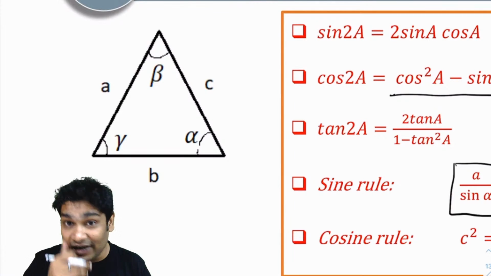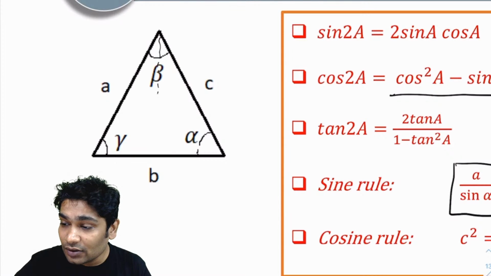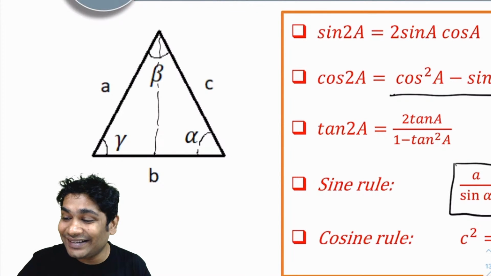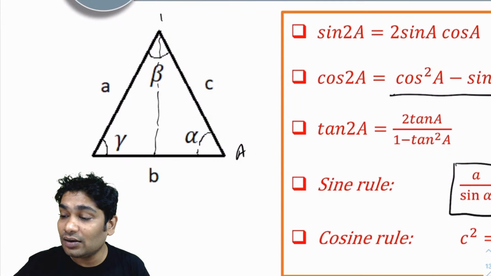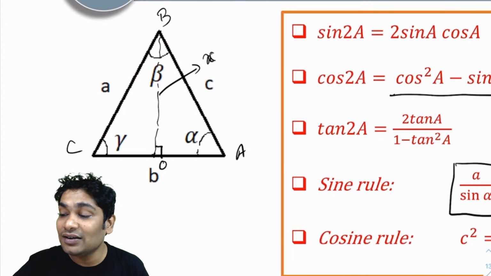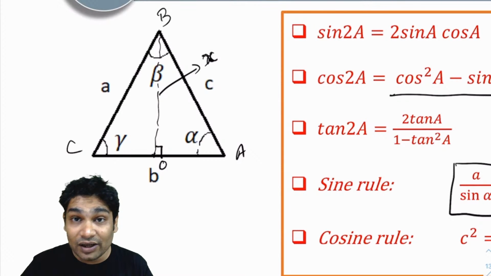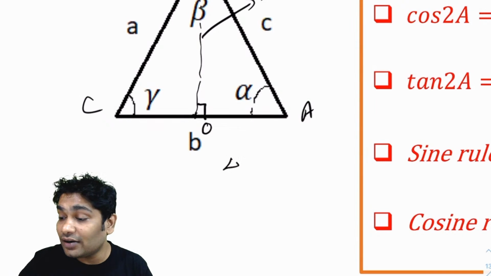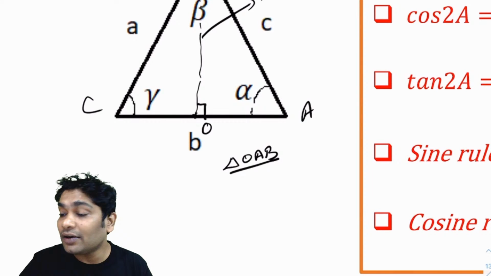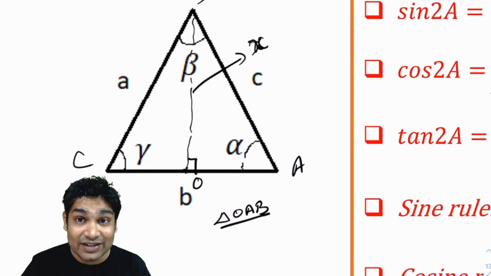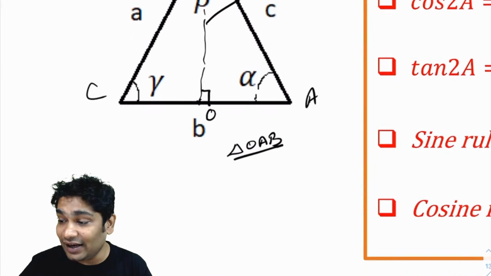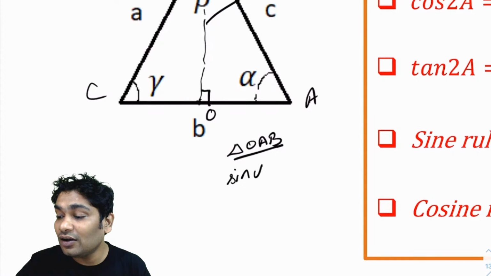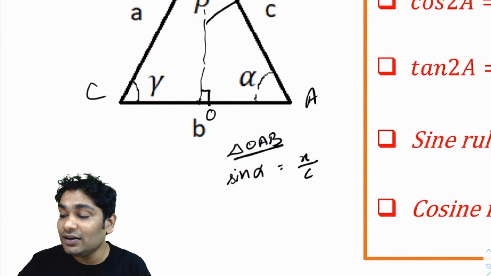So what we did to prove the sine rule was we dropped the perpendicular. I'm calling this point A, this point B, and this point C, and I'm calling this point O. This is the perpendicular. I'm calling this length some x. If you take a look at triangle OAB, what is sine of alpha? Sine of alpha is x over c, which makes x as c sine alpha.